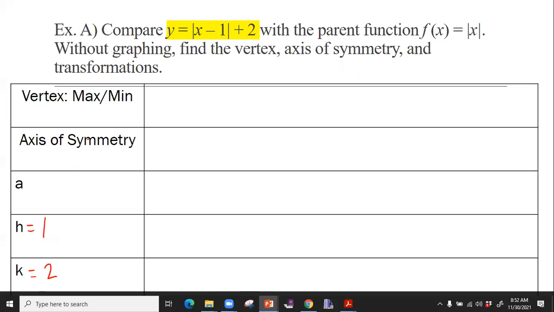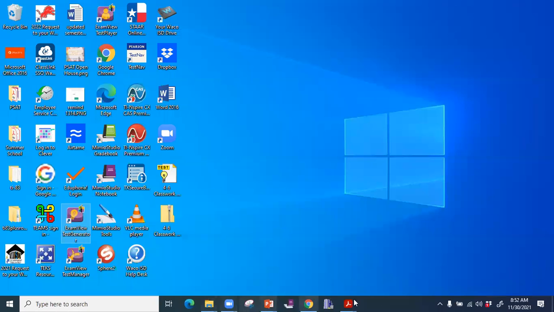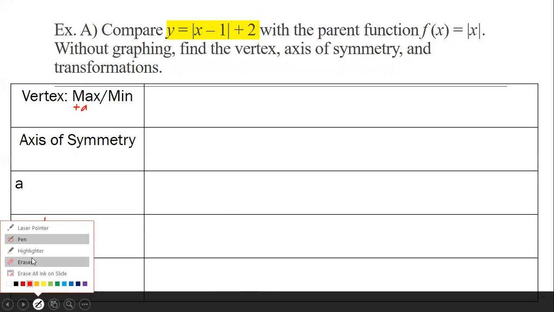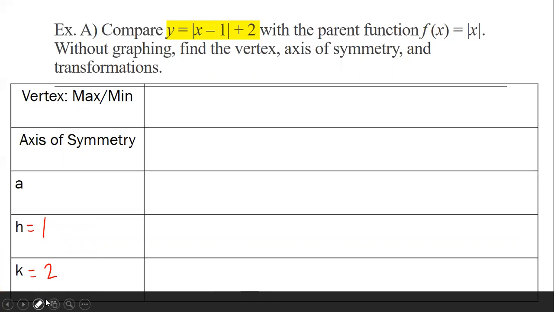If A is positive, so positive A, I wrote that backwards. Hold on, did something weird. There it is. If it's a negative A, you have a max. If you have a positive A, you have a min. So our A equals what? If there's nothing there, who's there? 1. So it's a positive 1.